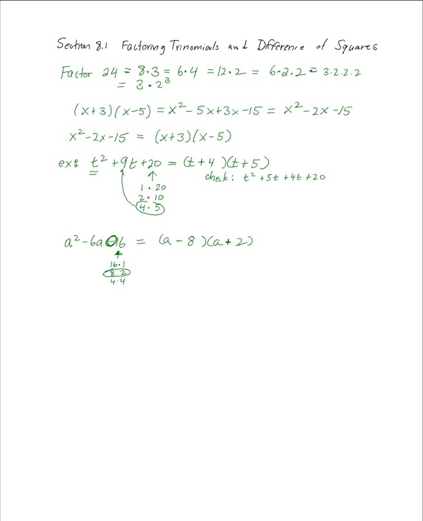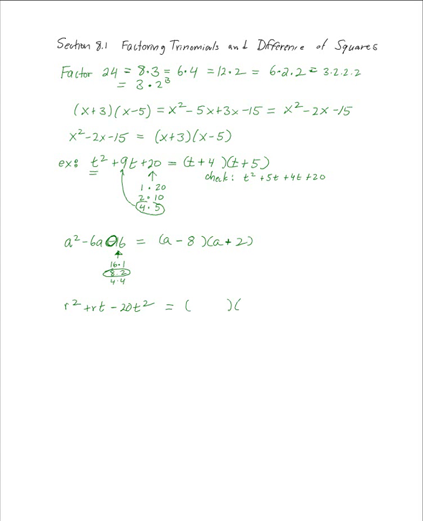All right, a couple more. How about r squared plus rt minus 20t squared? Okay, right away you should recognize something different with this one. The difference is this one has two variables. It's got r and t. It doesn't change things a whole lot.